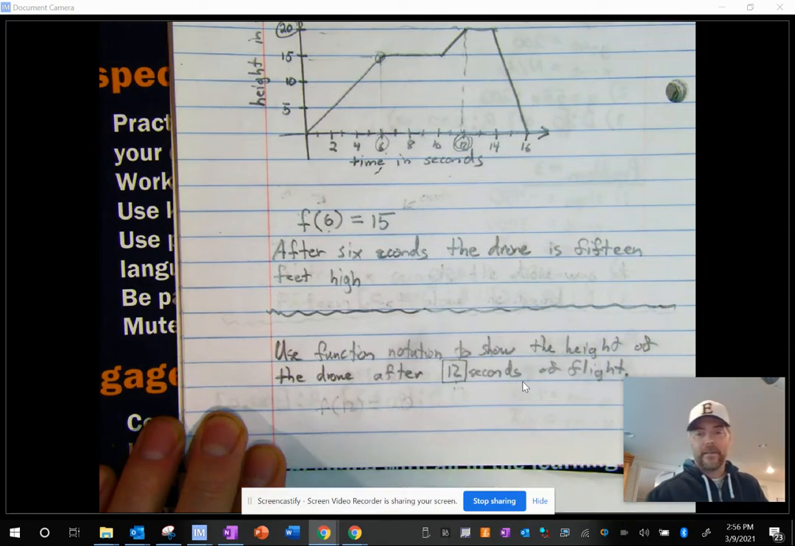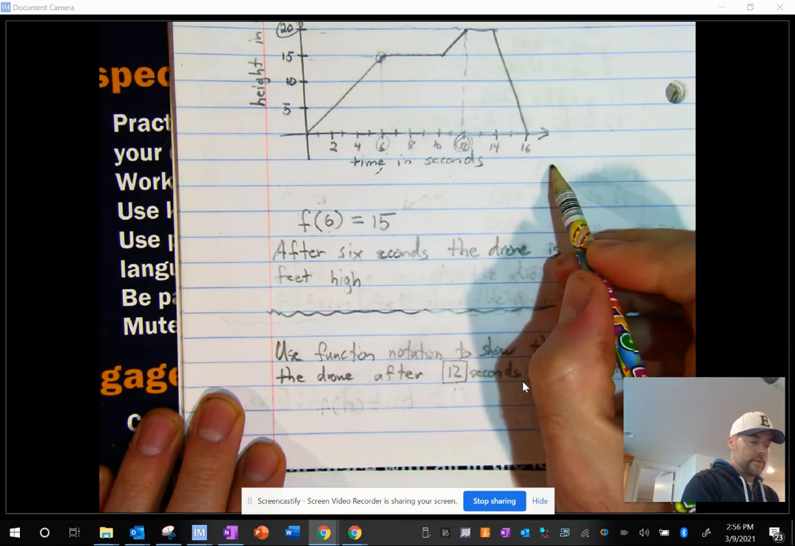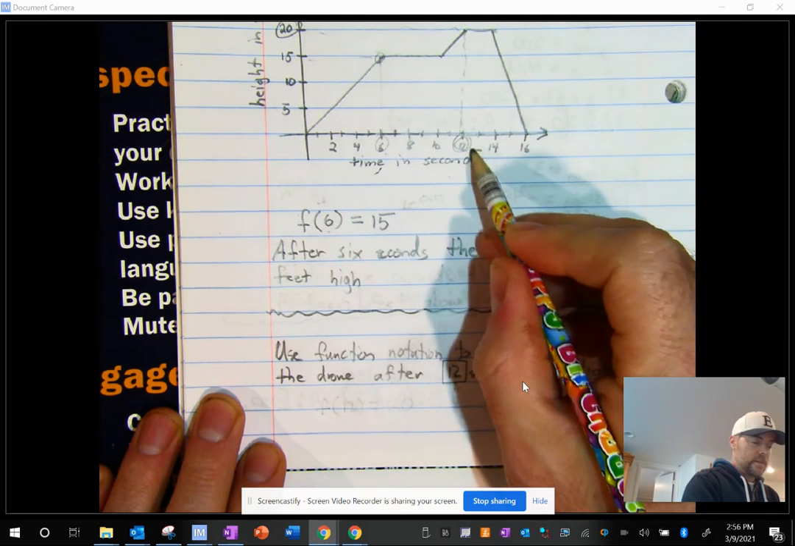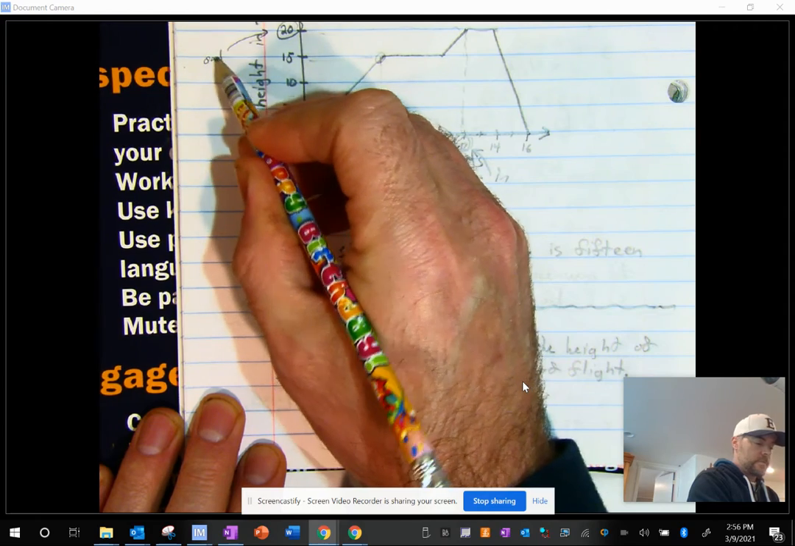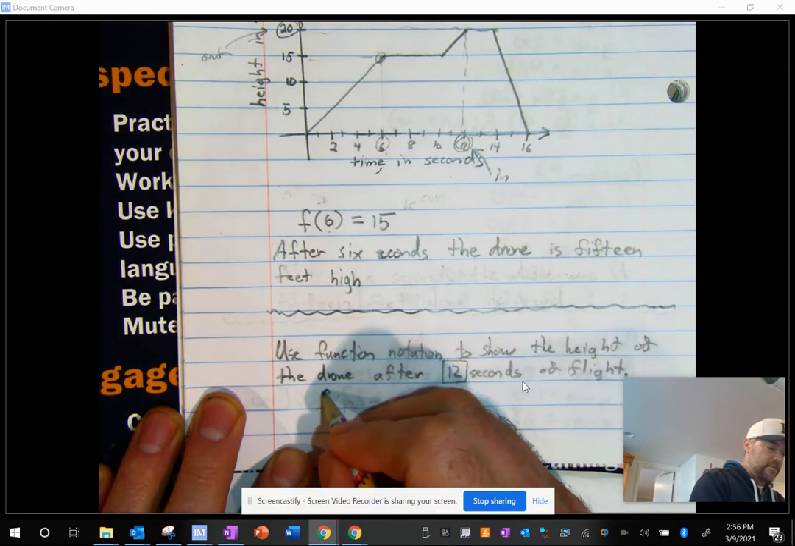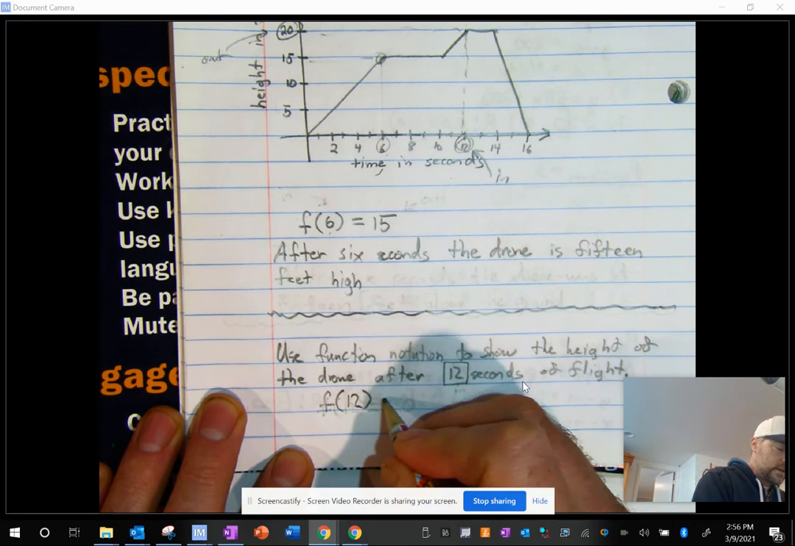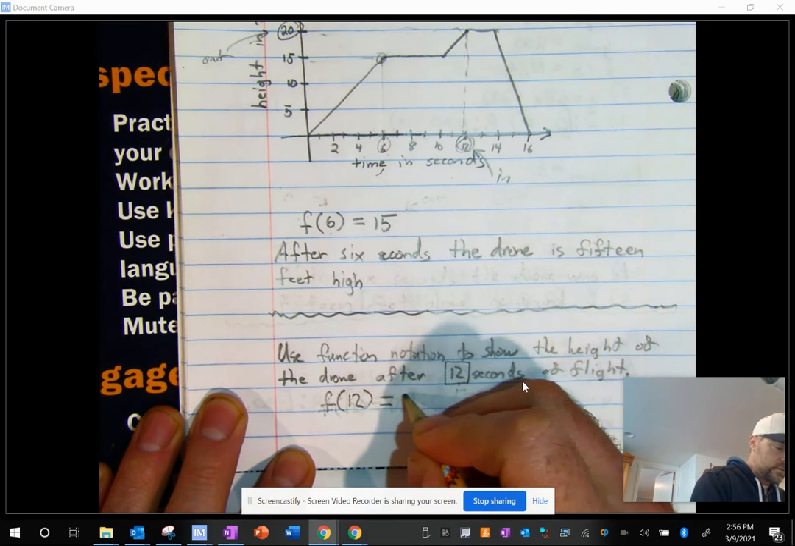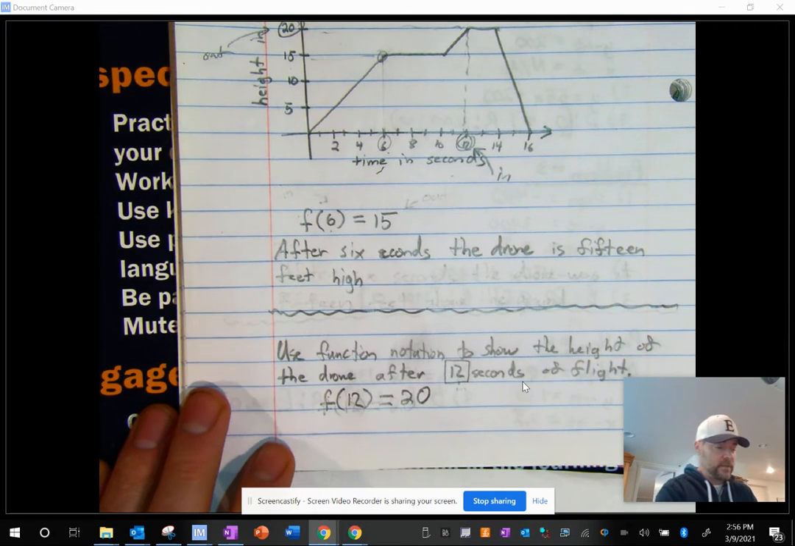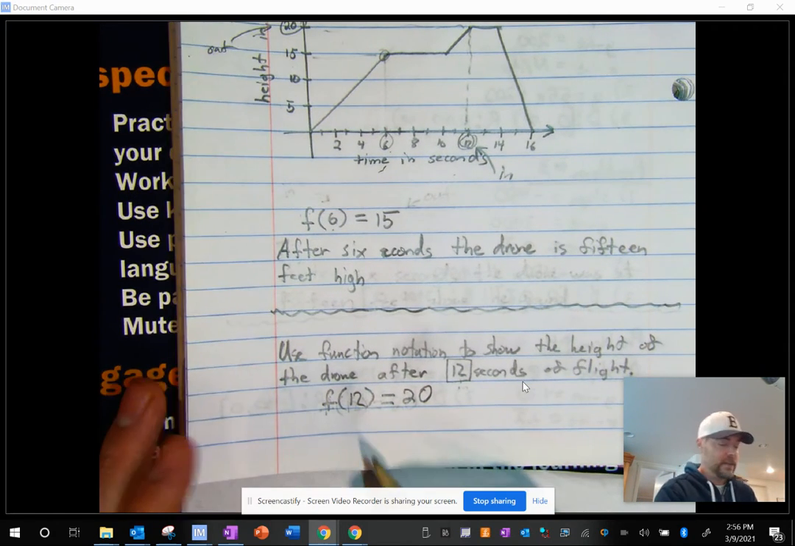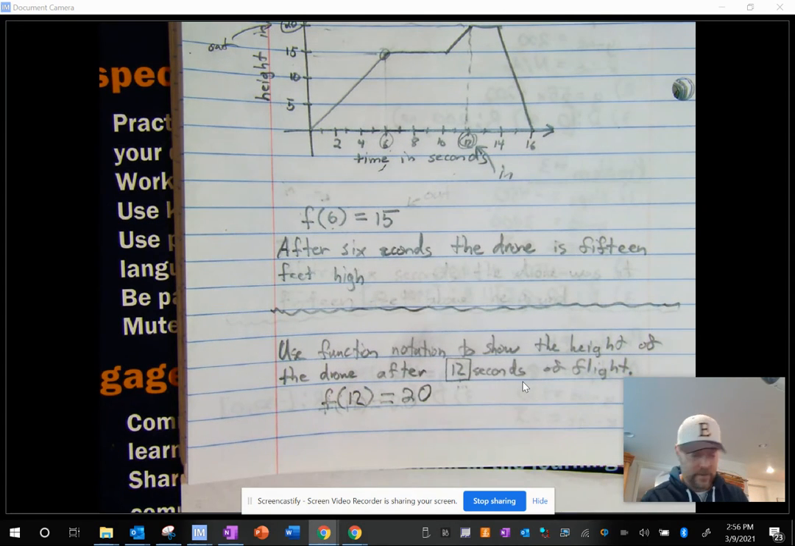20 feet high. So using function notation, remember this is my input, and this will be my output. So we're going to say f of 12 equals 20. And we can put units on there if we want as well. So I could say f of 12 seconds equals 20 feet. It really doesn't matter too much unless they ask you to do that.